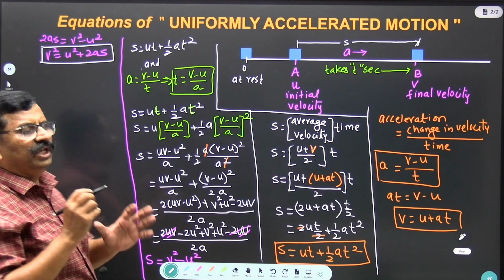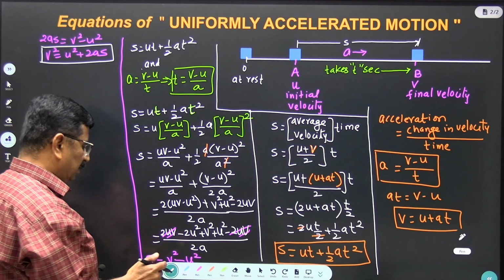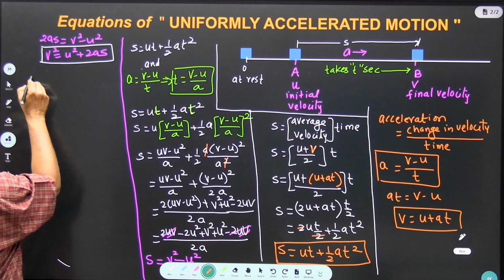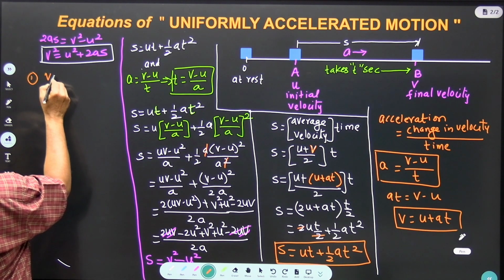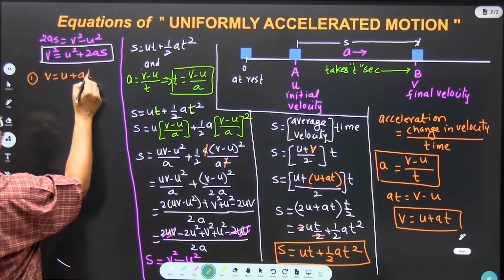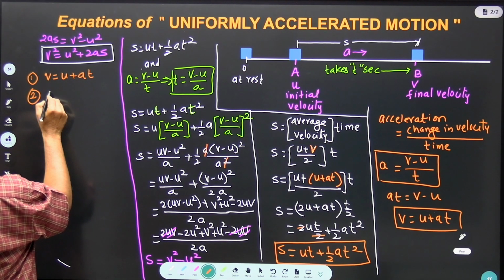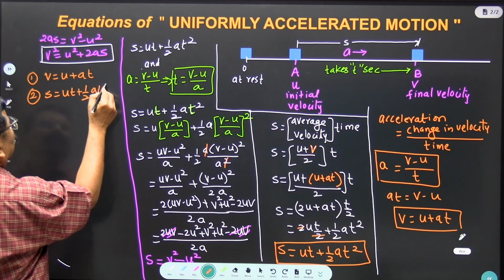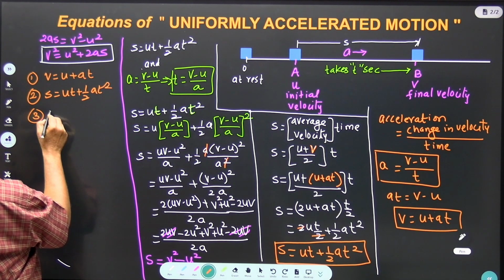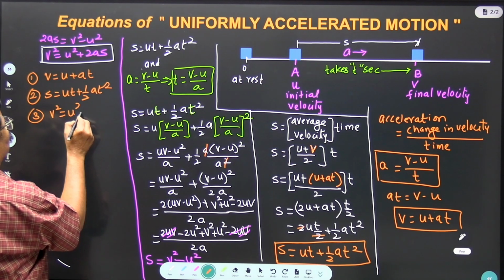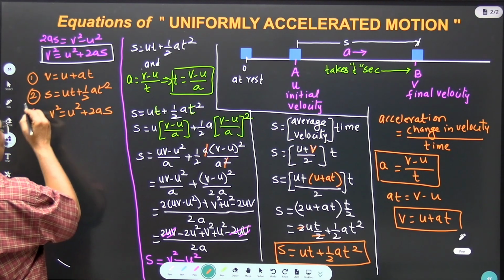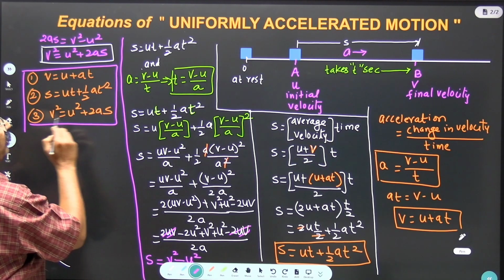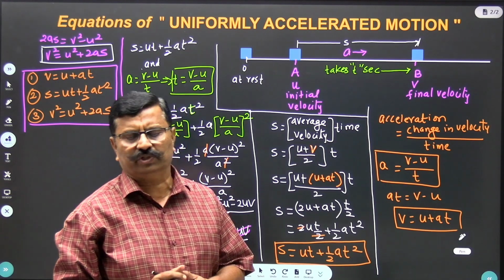So we have three equations of uniformly accelerated motion. Which are the three equations? First is v is equal to u plus at. Second is s is equal to ut plus half at square. And third equation is v square is equal to u square plus 2as. So these are the three kinematical equations, and they are also known as the equations of the uniformly accelerated motion.